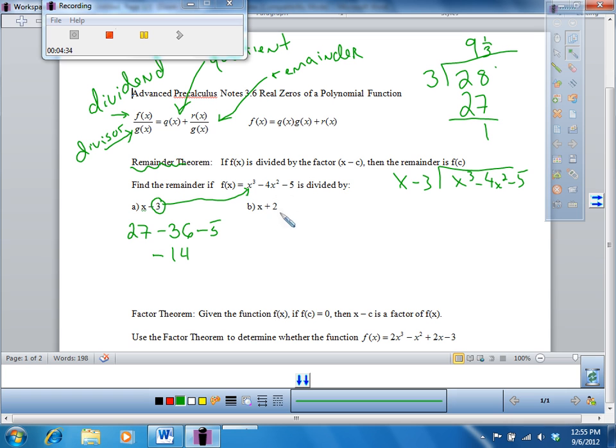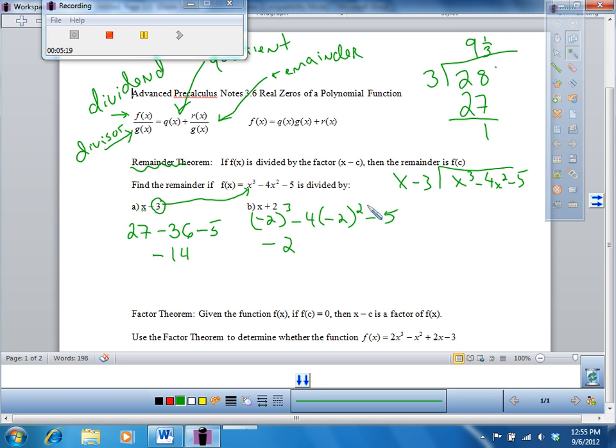So if I want to find out the remainder here, what do I plug in there? Negative 2, because it's x minus c. So minus means that this must have been a minus. So to find the remainder in this case, I plug in negative 2. So don't forget, you go like this. Negative 2 cubed minus 4 times negative 2 squared minus 5. So if I were to divide by x plus 2, my remainder would be negative 2.